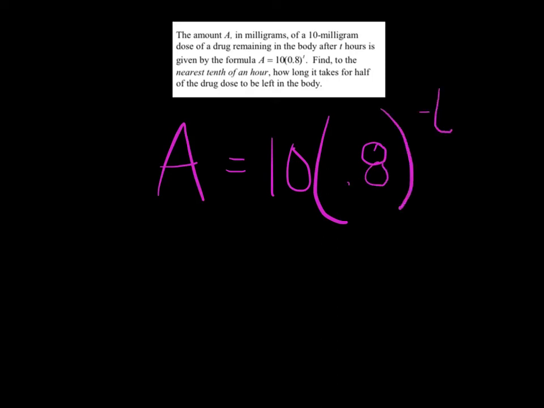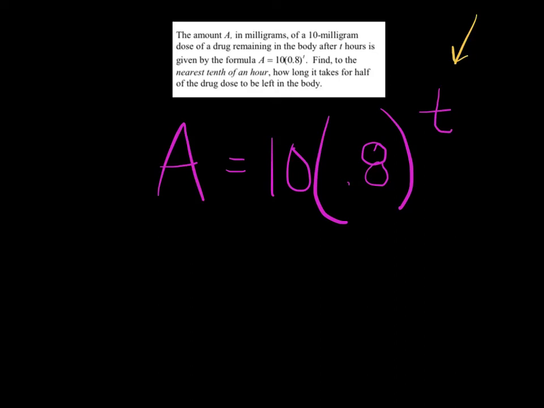All right, next example. The amount A in milligrams of a 10 milligram dose of drug remaining in the body after t hours is given by the formula A equals 10 times 0.8 to the t. Find, to the nearest tenth of an hour, how long it takes for half of the drug dose to be left in the body. So we are finding the time.